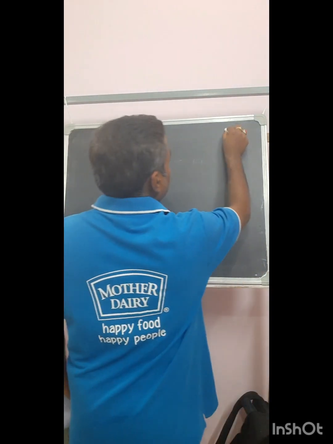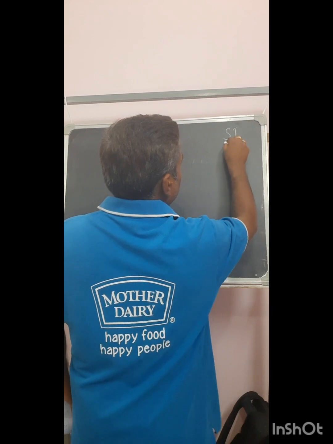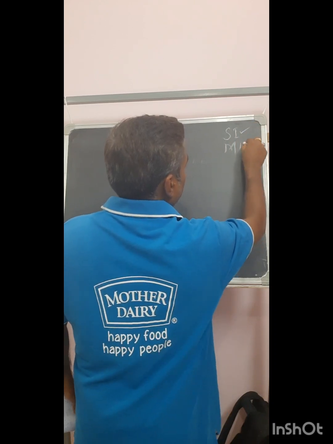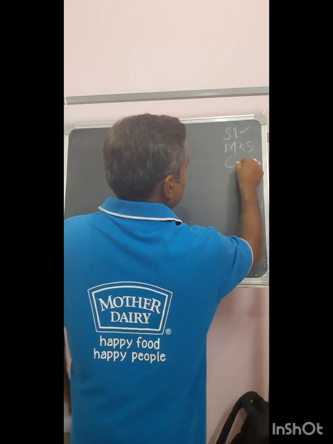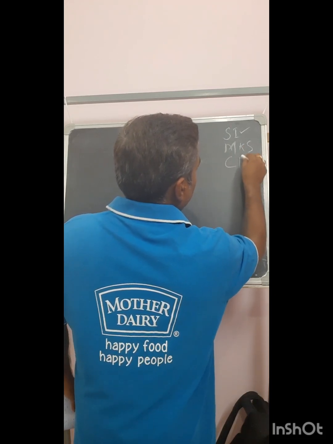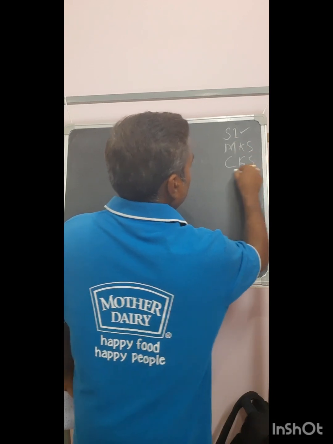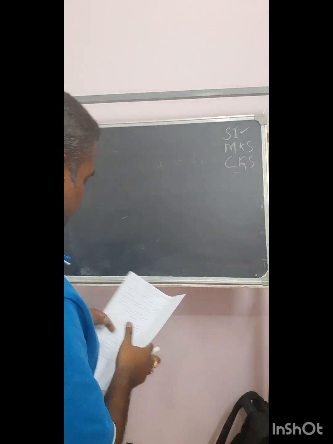So the three systems where we can use it are SI, that means international standard, MKS, that means metric standard, and CGS, that means again a metric standard but the lower units of metric. Okay.